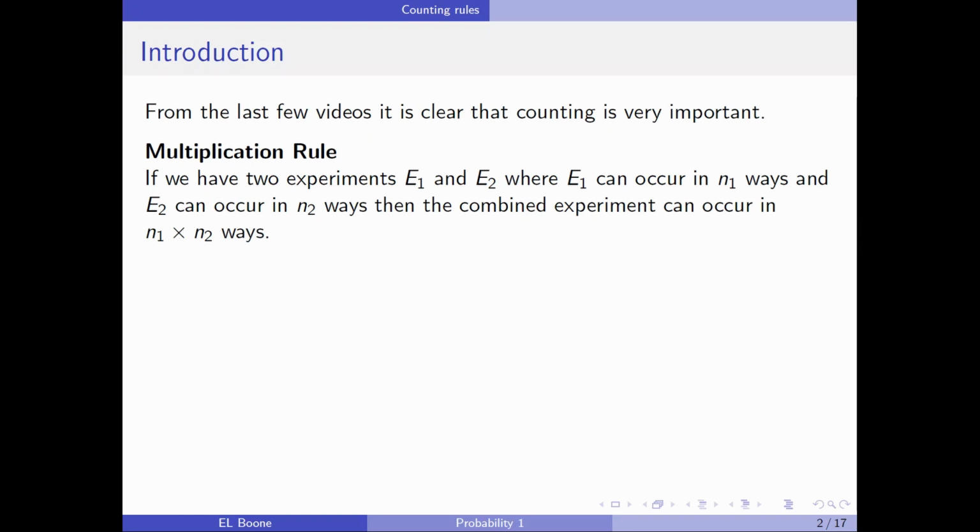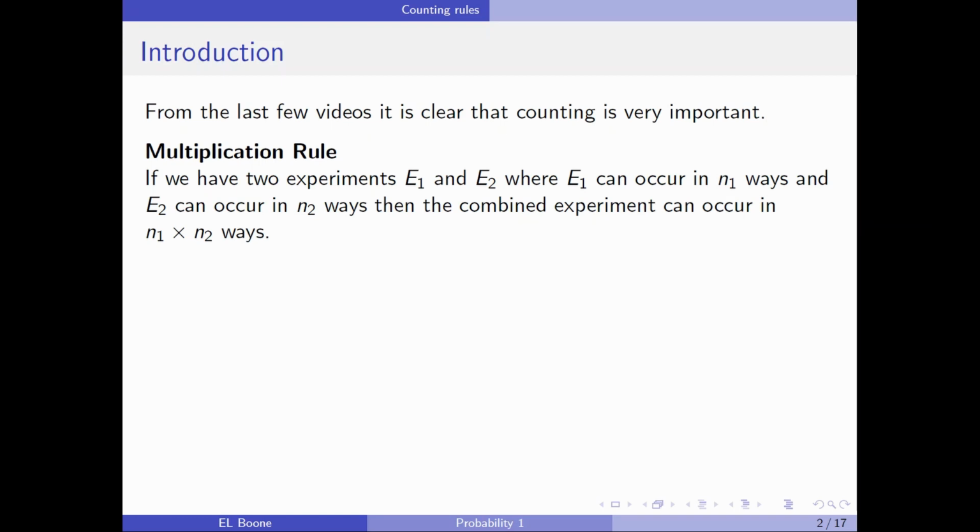The first rule is what's called the multiplication rule. So if we have two experiments, E1 and E2, where E1 can occur in N1 ways and E2 can occur in N2 ways, then the combined experiment can occur in N1 times N2 ways.